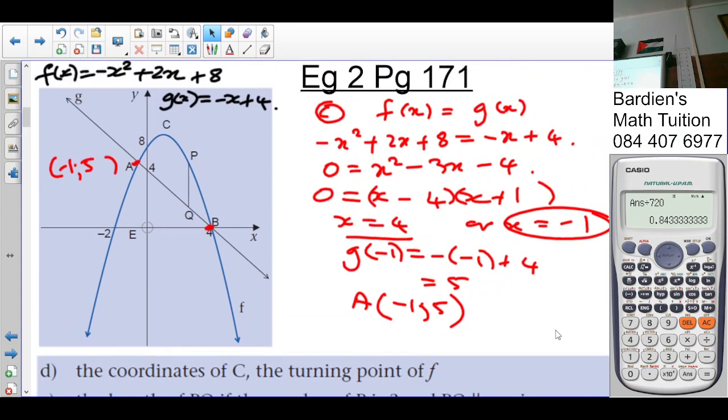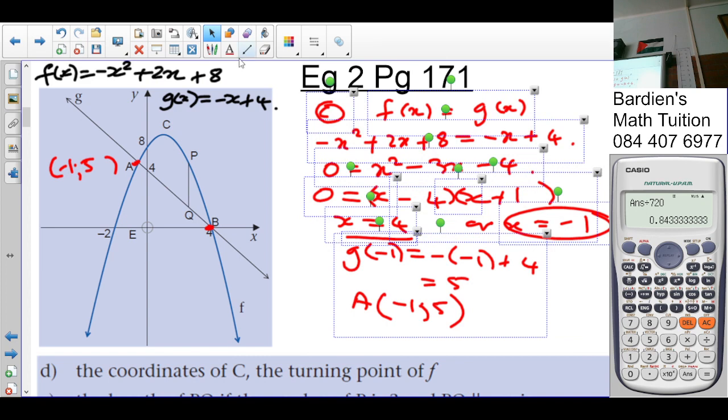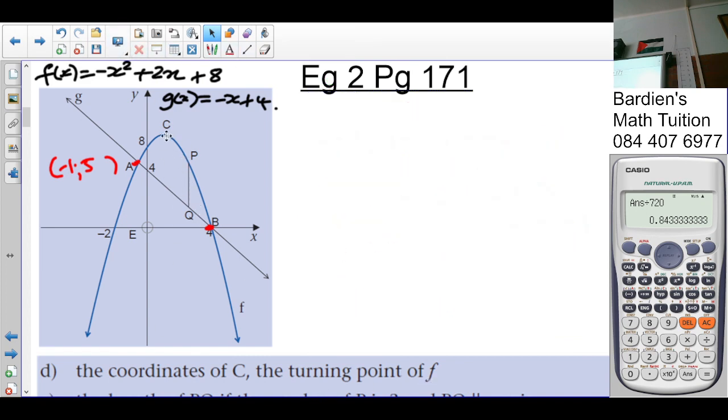The coordinates of C. How do we calculate the coordinates of C? What is C? The turning point. How do you calculate the turning point? Minus b over 2a. Calculate the turning point, the axis of symmetry.